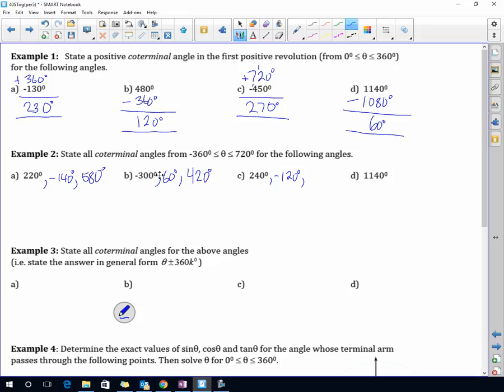Okay, let me finish the last one. This one's way too big, so that's not even one of the coterminal angles between those. So how would I start this one off? Minus 360, I get 780. Is that in that domain? No, keeps going. Subtract 360. We get 420. Subtract 360 again, I get 60. Subtract 360 again, I get minus 300 degrees.